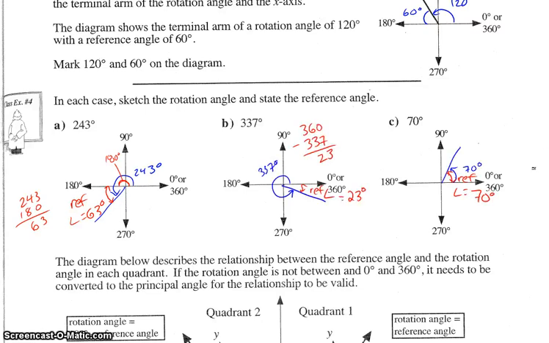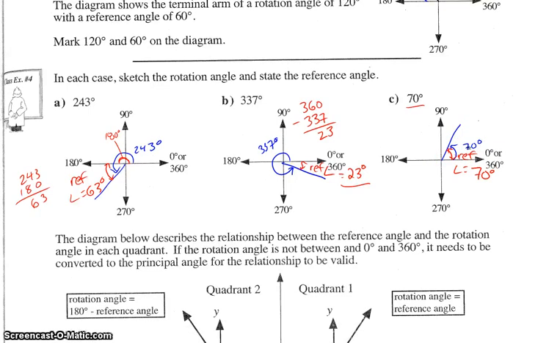Okay, so 337 degrees, we should have gotten a reference angle of 23 degrees, and really that would just be found by going all the way around to 360 and then taking away the 337 part. That would give us this acute angle here between terminal arm and the x-axis. 70 degrees, a little bit tricky because the actual rotation angle is the same as the reference angle. Okay, so 70 degrees, then the acute angle between that terminal arm and the x-axis, same angle, 70 degrees.